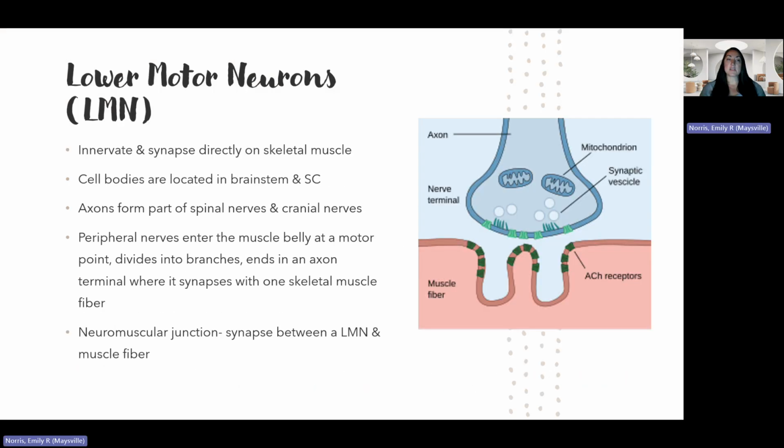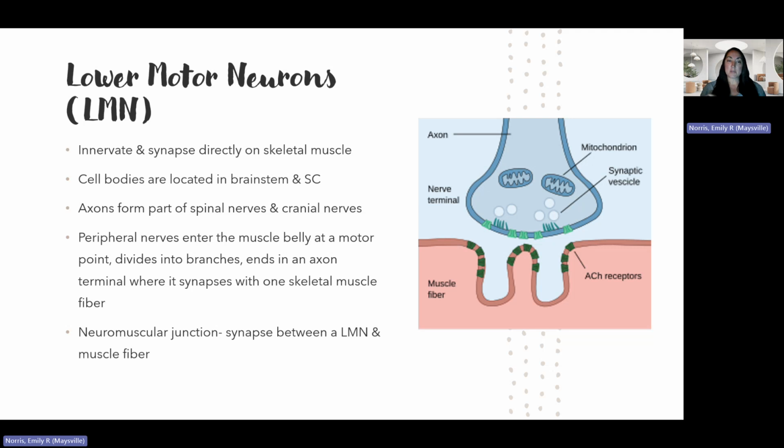Lower motor neurons are neurons that are throughout the body, so they're not in the brain and spinal cord, but more like the peripheral nerves. They innervate and synapse directly on skeletal muscles. The cell bodies are located within the brain and spinal cord, but then the axons form part of the spinal nerves and the cranial nerves.